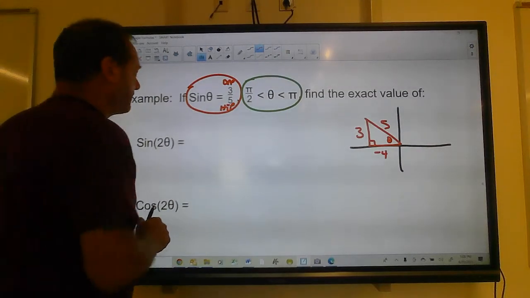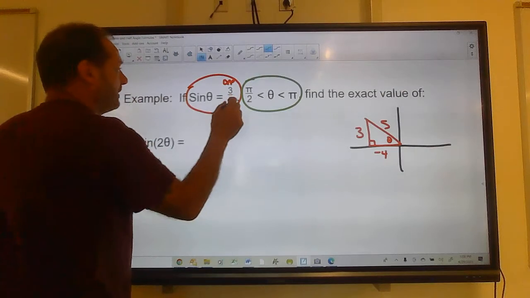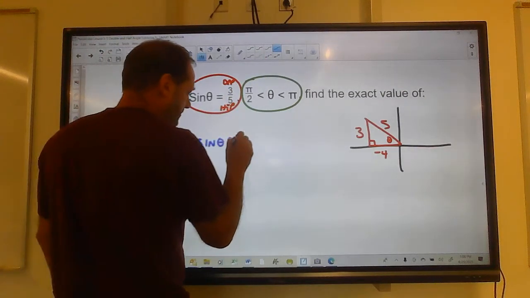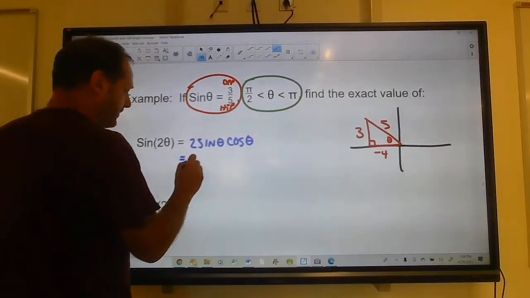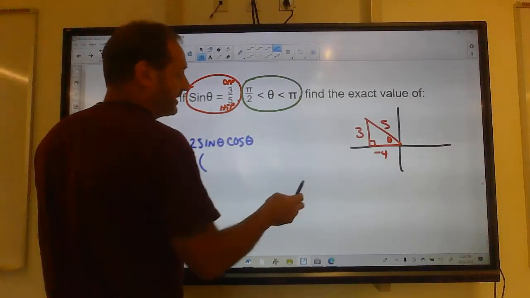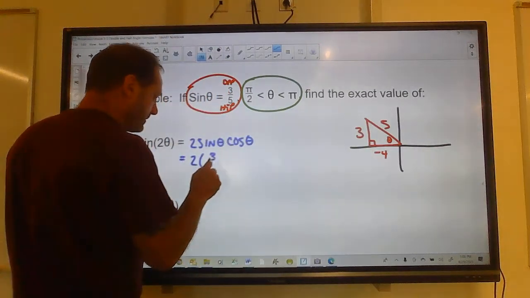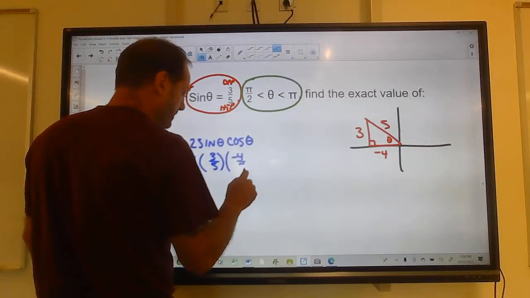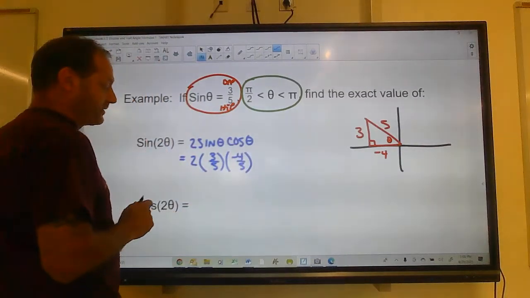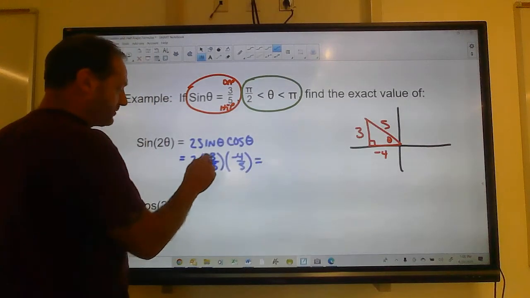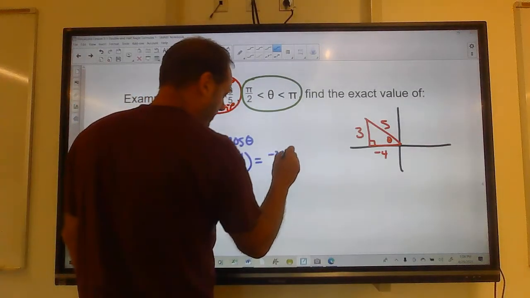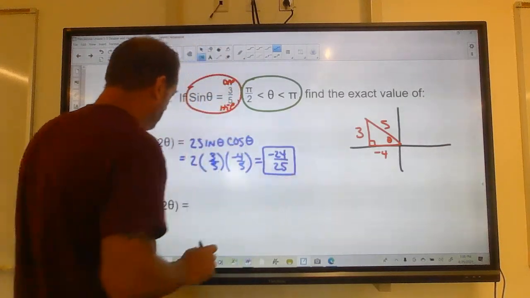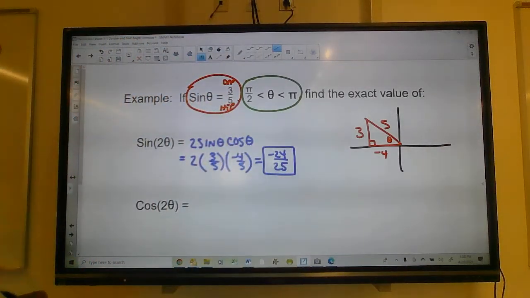So the sine of 2 theta, if I use my formula, is going to be 2 sine theta cosine theta. So this is going to be 2 times the sine of theta, which is 3/5, and the cosine of theta is -4/5, adjacent over hypotenuse. So if I multiply all these together, I get 2 times 3 times -4 is -24, and 5 times 5 is 25. So sine of 2 theta is going to be -24/25.